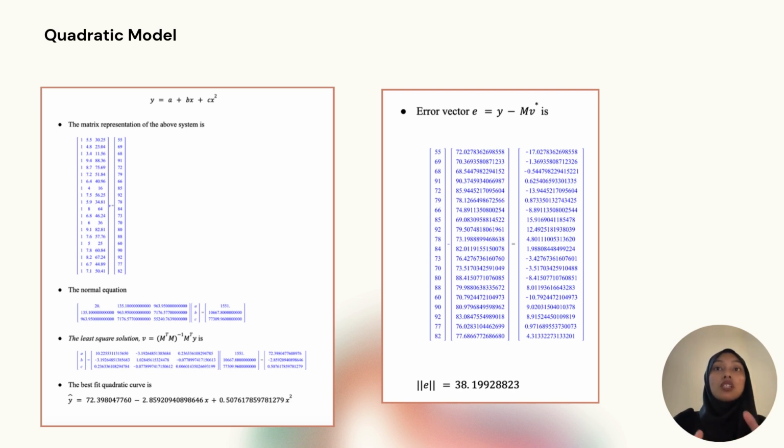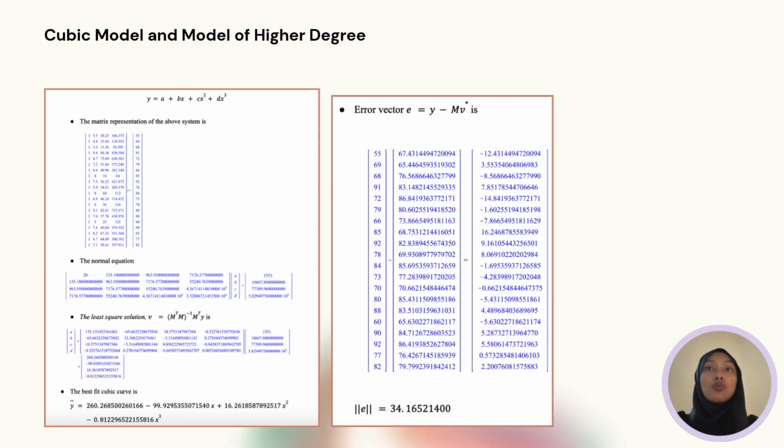And then we move to the implementation for the best fit quadratic curve. So the best fit quadratic curve that we obtain is y hat equals to 72.3980 minus 2.8592x plus 0.5076x square. And then the error magnitude, which is 38.1992.